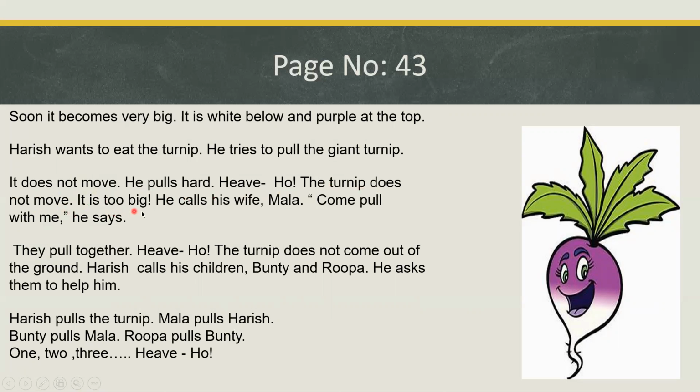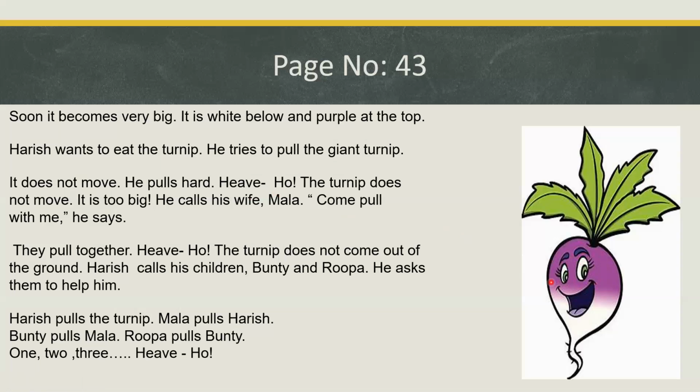It is too big. He calls his wife, Mala. Come, pull with me, he says. No matter how much Harish is trying to pull the turnip from the ground, it's not coming because it was huge in size. He pulls, putting all his energy, so hard, hey ho, but it's not moving at all. It's very big. So now Harish thinks, let me call my wife Mala to pull the turnip.